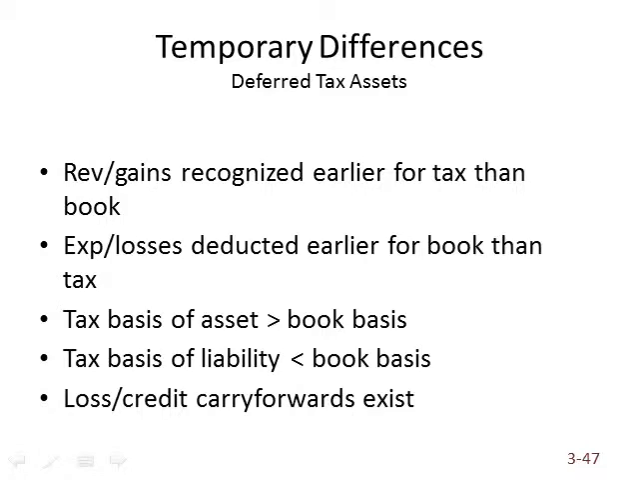And so the opposite would be true with respect to these transactions, and in that case, we would create a deferred tax asset, which means that we're having to pay tax on them now, but for book purposes, we aren't going to recognize the result of the transaction until later, but we won't pay tax on it later, so we'll simply reduce the amount of the asset when we record the tax expense. Examples are where revenues and gains are recognized earlier for tax than for book, expenses and losses are deducted earlier for book than tax, or the tax basis of the asset is greater than book basis, the tax basis of the liability is less than book basis, or we have loss or credit carryforwards that exist.